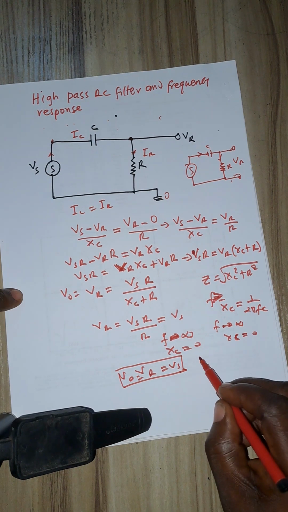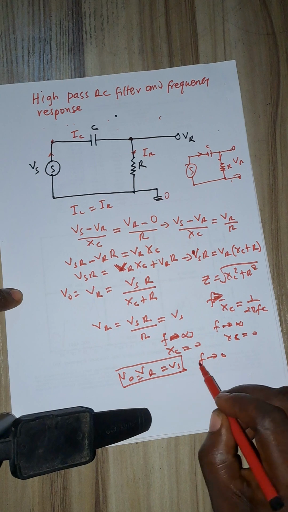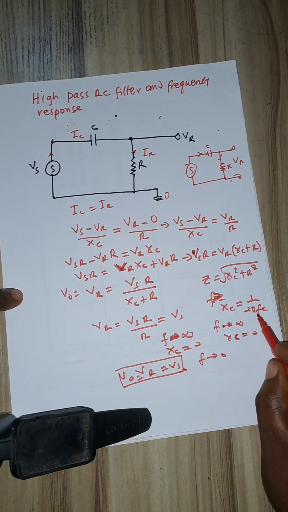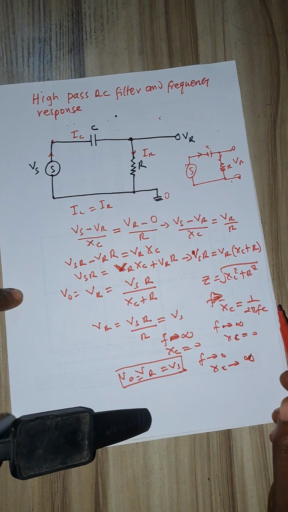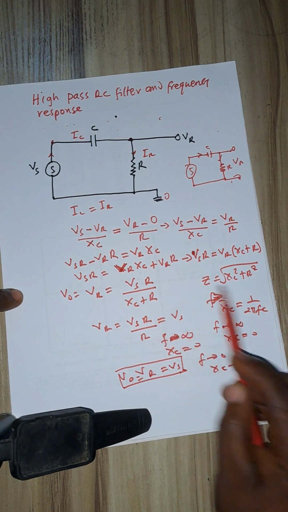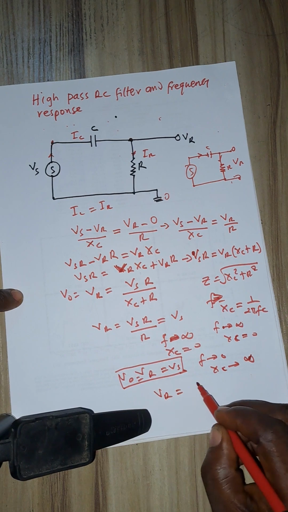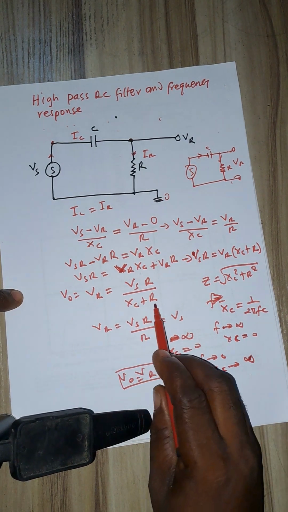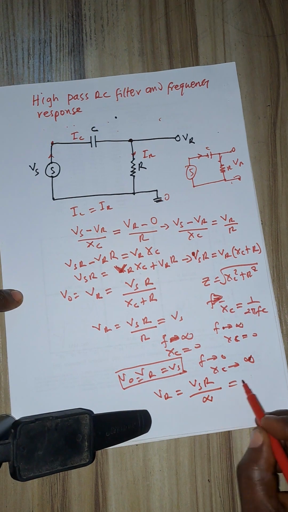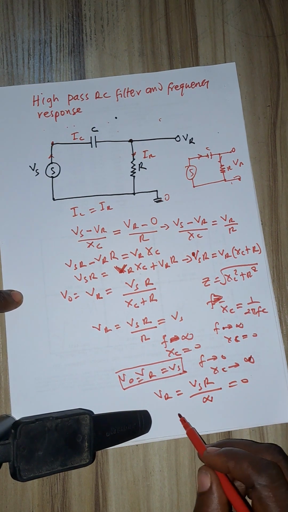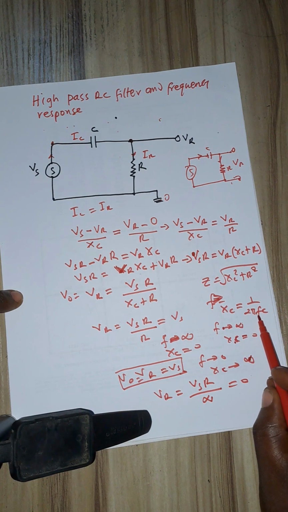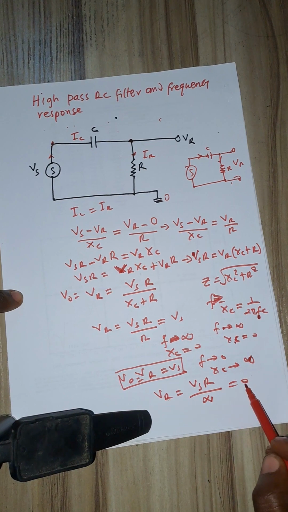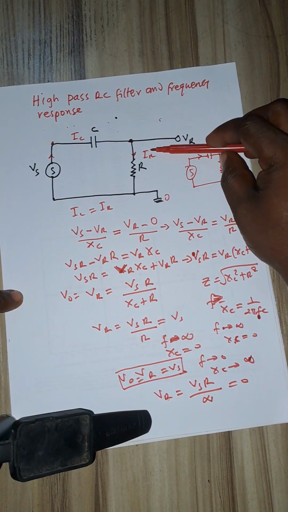But if F is so small, Xc is too big. It's too large. So you have Vs R over infinity plus R, which is infinity, so the result is 0. Becoming large means frequency being small. If frequency is small, the output voltage is zero, and so it doesn't allow low frequency signals to pass.